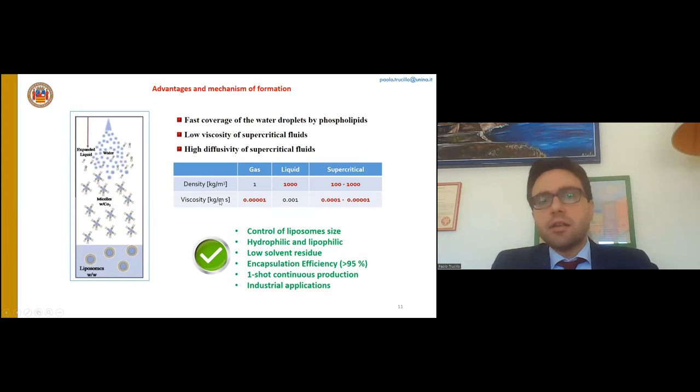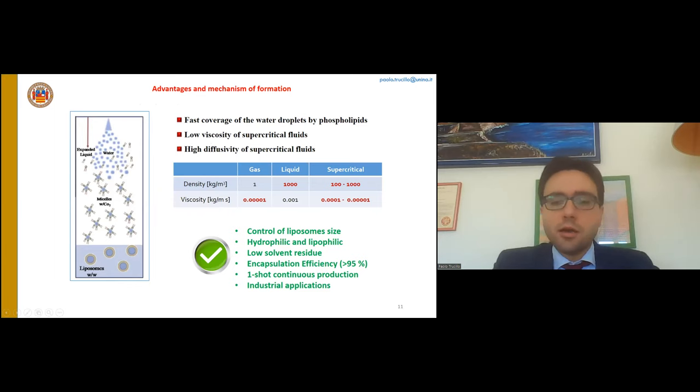This method is characterized by a fast coverage of water droplets due to the fact that in supercritical conditions, we are using a fluid that has a similar property of density to liquid and similar property of viscosity to gases. So we are taking the good from gases and liquid in order to control particle size, to entrap hydrophilic and lipophilic compounds, to increase encapsulation efficiency up to 95% in a one-shot production process.